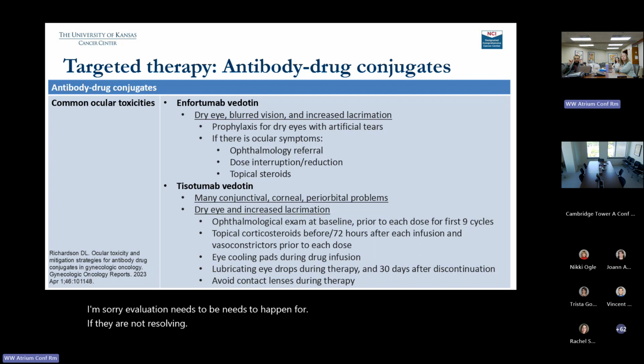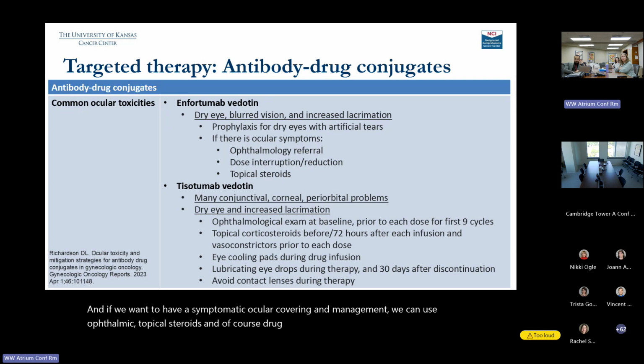And for symptomatic ocular management, we can use ophthalmic topical steroids and, of course, drug interruption and drug dose reduction as well.